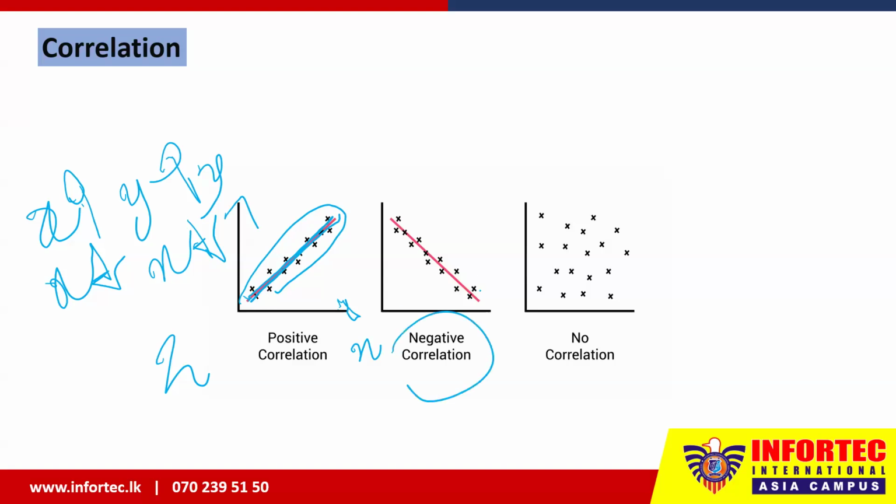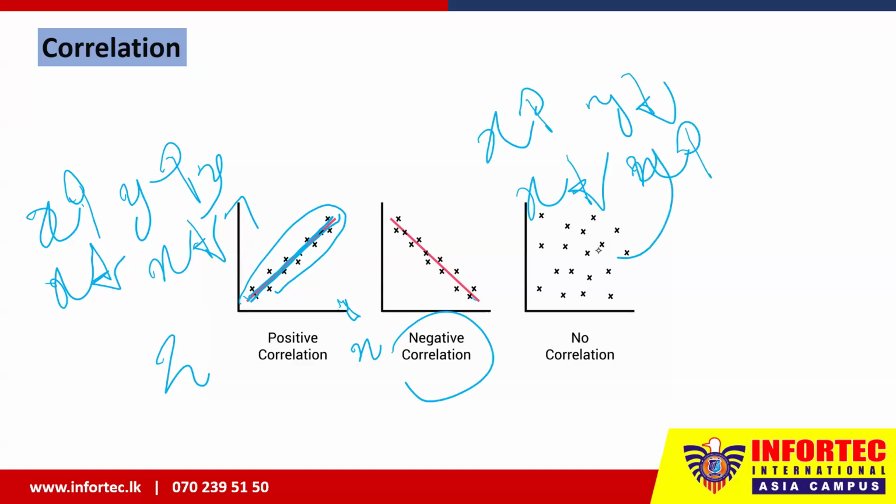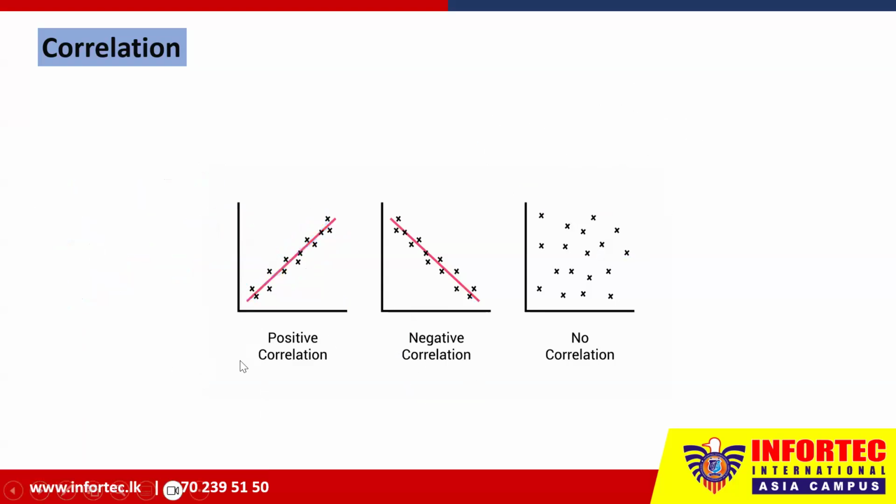Negative means when you increase the x variable, y decreases. When you decrease x, y will increase. Both variables behave in opposite directions. It's like you and your enemy. You can remember it in that manner. You can find that kind of relationship in your day-to-day life also.